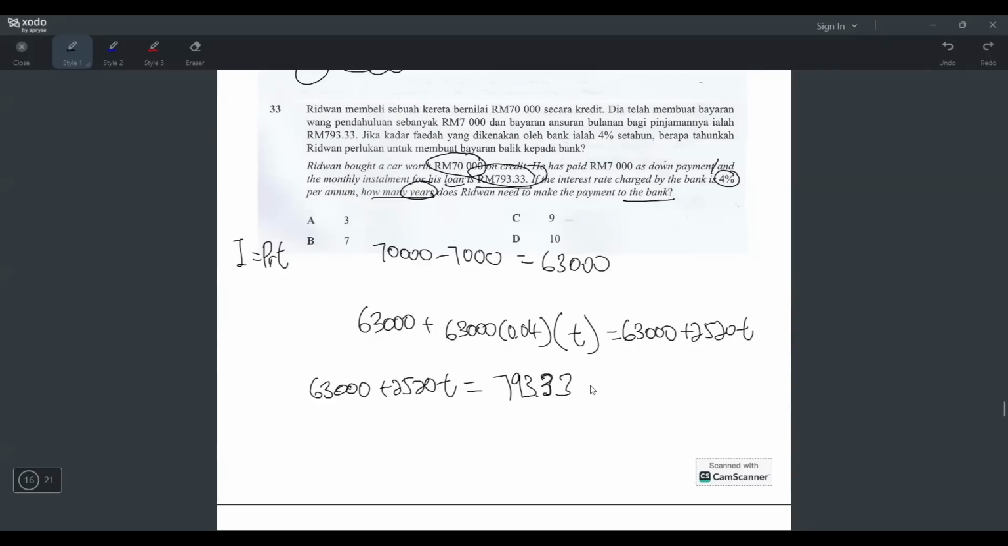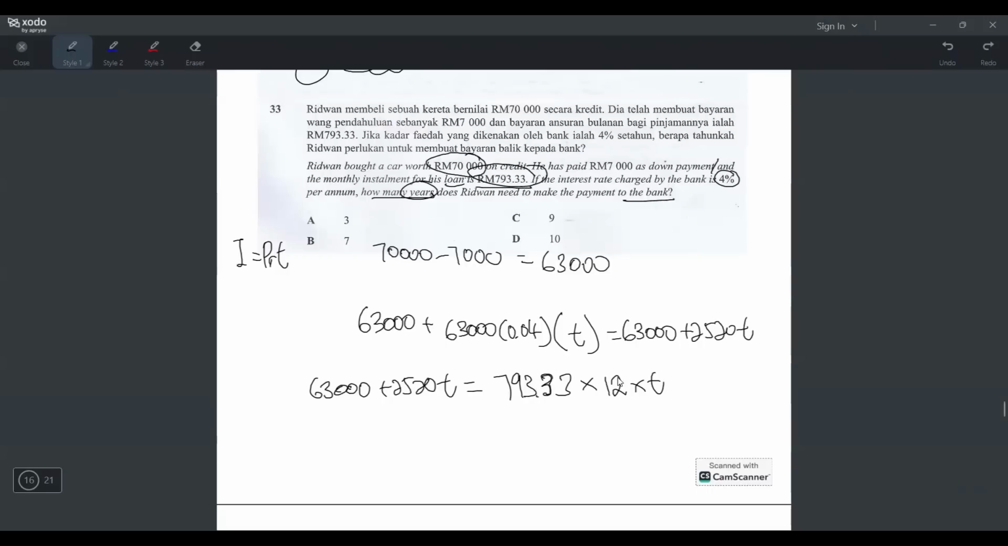So, the 793.33 you have to times 12. So, you get for 1 year and then times T. Right? This is now correct. So, this is how you do it. Okay? Let me explain a bit. This is the total amount you have to pay back to the bank, or in English, the total loan repayment. Okay, the total amount you have to pay back to the bank, right? But this 793.33 is the total amount you have to pay to the bank for 1 month only, right?